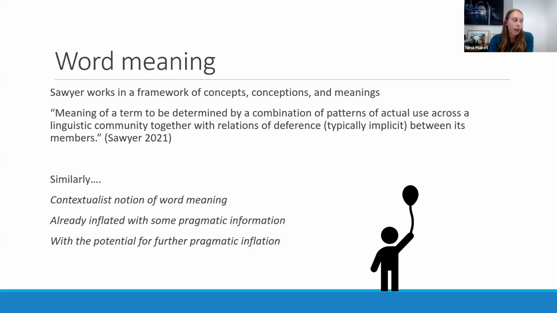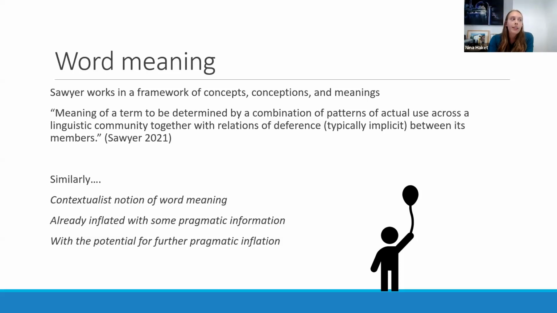And she says the meaning of terms is determined by a combination of patterns of actual use across its linguistic community, together with relations of difference, typically implicit, between its members. So we can see here that Sarah Sawyer, much like me, takes word meaning to be different from concept. Much more is included in this notion of word meaning, which means a framework that targets concepts or creates this structured hierarchy of concepts will not be the same as a framework that targets a hierarchy of word meanings.